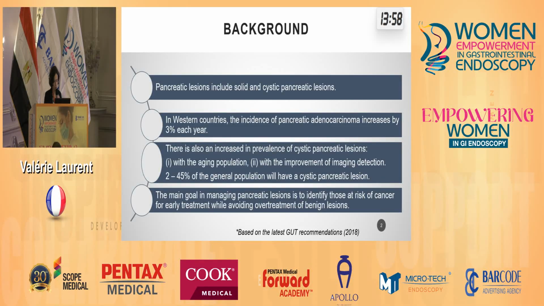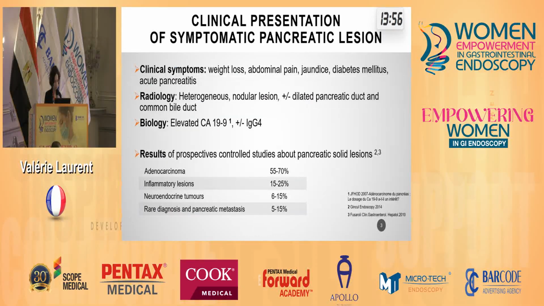overtreatment of benign lesions. When we discover a solid pancreatic lesion, patients may present some symptoms such as weight loss, abdominal pain, sometimes acute pancreatitis, jaundice, diabetes mellitus. CT scan is often the first imaging performed. It shows you a heterogeneous nodular lesion, more or less a dilated pancreatic duct or a dilated common bile duct, in particular if the lesion is located in the head of the pancreas.